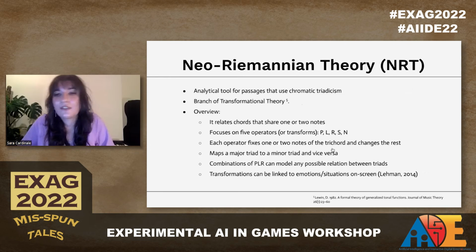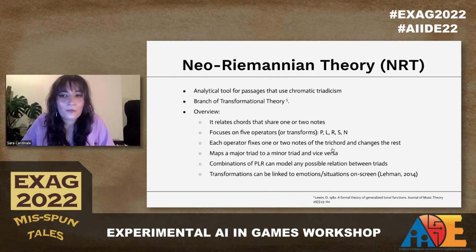The third and final strategy makes use of Neo-Riemannian theory, or NRT for short. NRT is a branch of transformational theory created by Lewin in 1987. It is an analytical tool for musical passages that use chromatic triadicism and cannot therefore be easily analyzed using conventional music theory tools. NRT relates chords that share one or two notes. It maps a major triad to a minor triad and vice versa using 5 operators, or what we call NRO for short. Each operator fixes 1 or 2 notes of the chord and changes the rest.